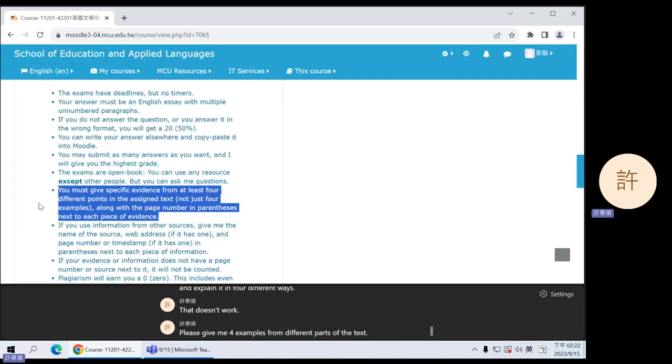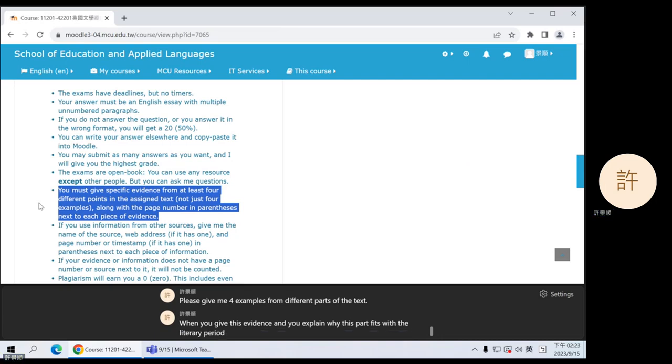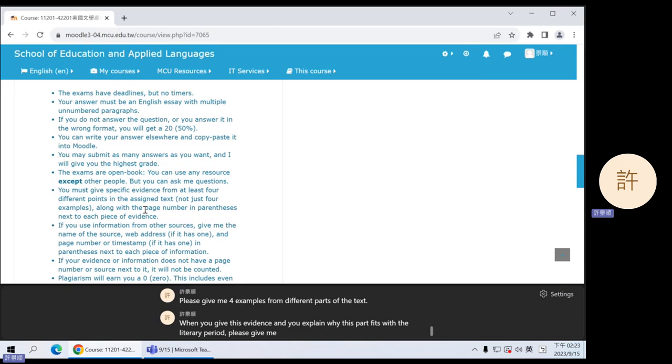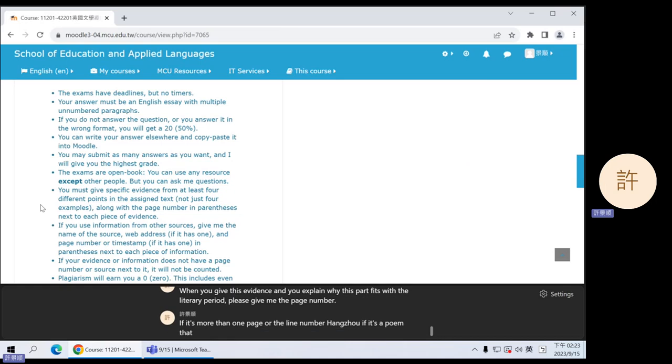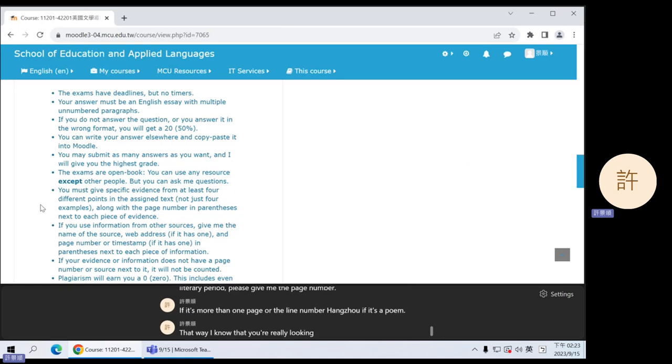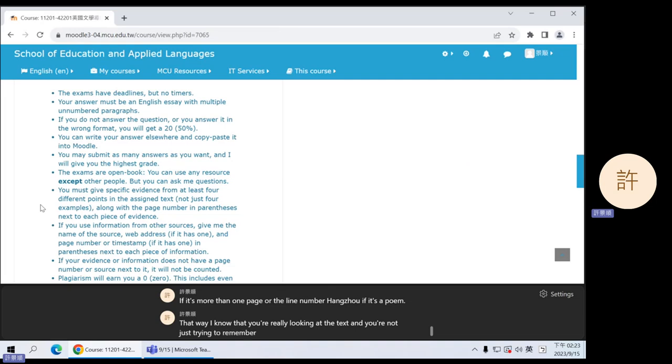When you give this evidence and you explain why this part fits with the literary period, please give me the page number if it's more than one page, or the line number, 行数, if it's a poem. That way I know that you're really looking at the text and you're not just trying to remember, or copying something from ChatGPT.